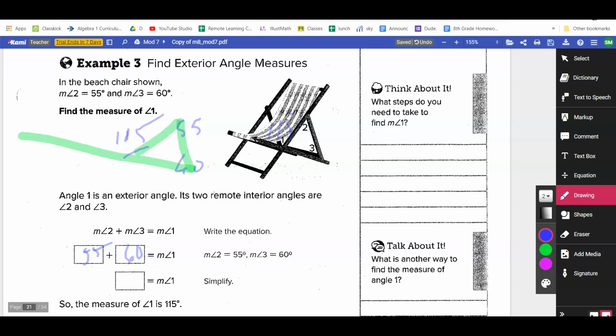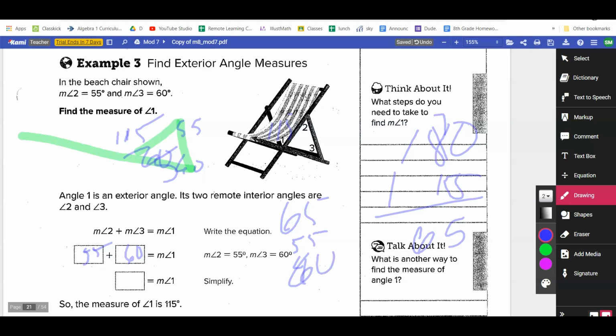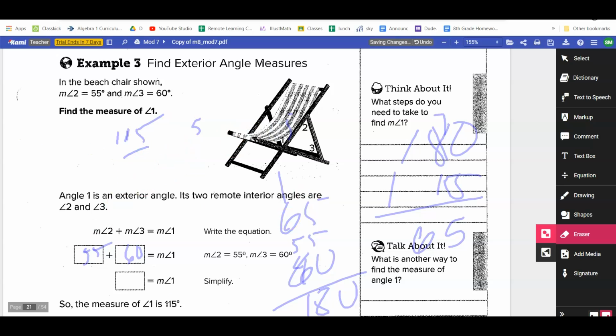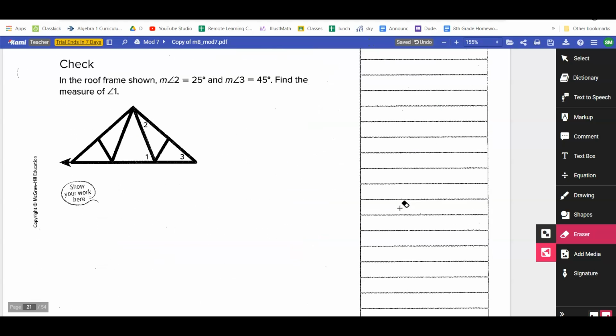Now, if this is 115, this has got to be what? 180 minus 115. I got 65. And 65 plus 55 plus 60 should equal 180. Oh, it does. Yay! It works like magic. Got magic going on here. Okay. Erase all of it. Okay. Go ahead and do the check.